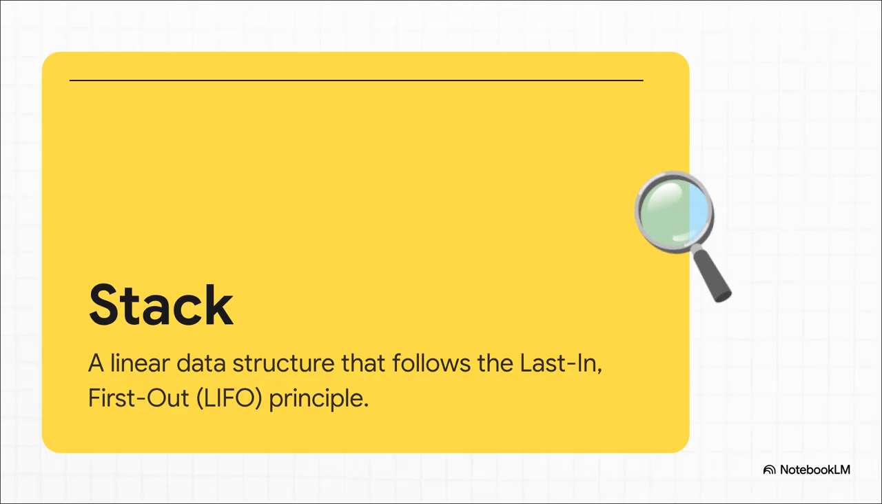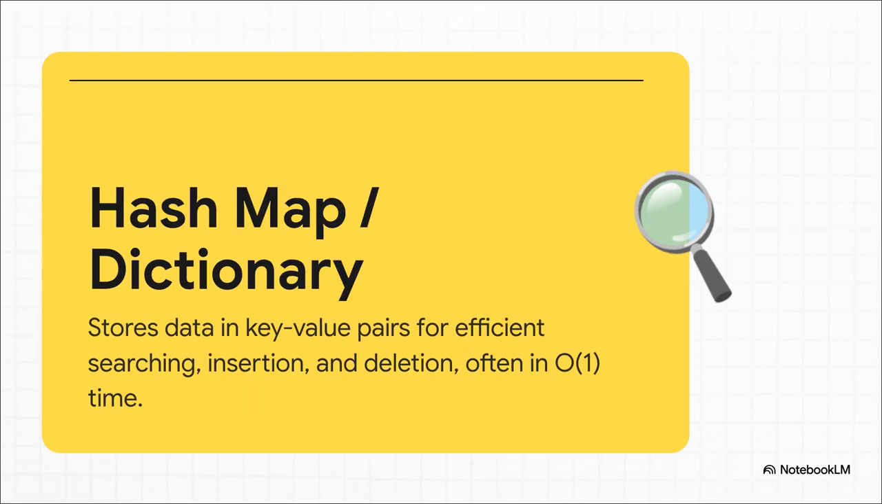Then there's something called a stack. This one's easy. It works exactly like a stack of pancakes. You can only put a new pancake on top, and you can only take a pancake off the top. The last one in is the first one out. Simple as that. And a HashMap, you might also hear it called a dictionary, is like the world's most efficient coat check. You give them your ticket, which is the key, and they instantly hand you back your coat, the value. It makes looking stuff up unbelievably fast, usually that O of 1 rocket ship speed we talked about.